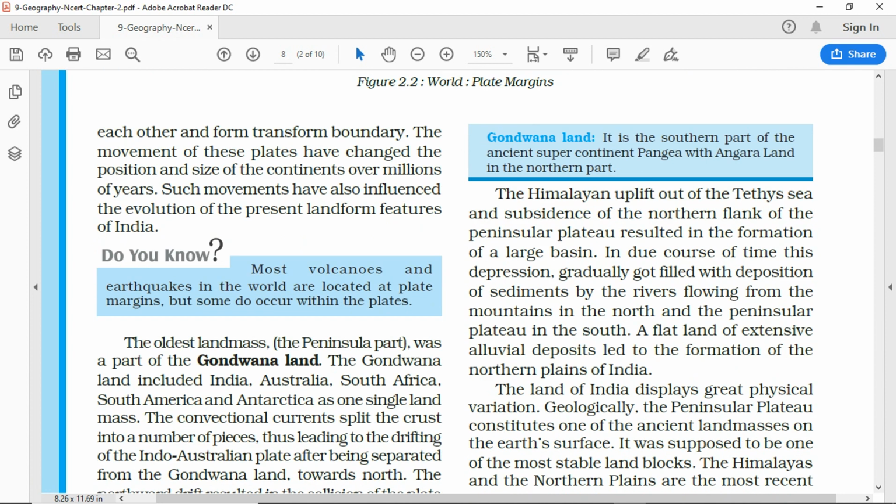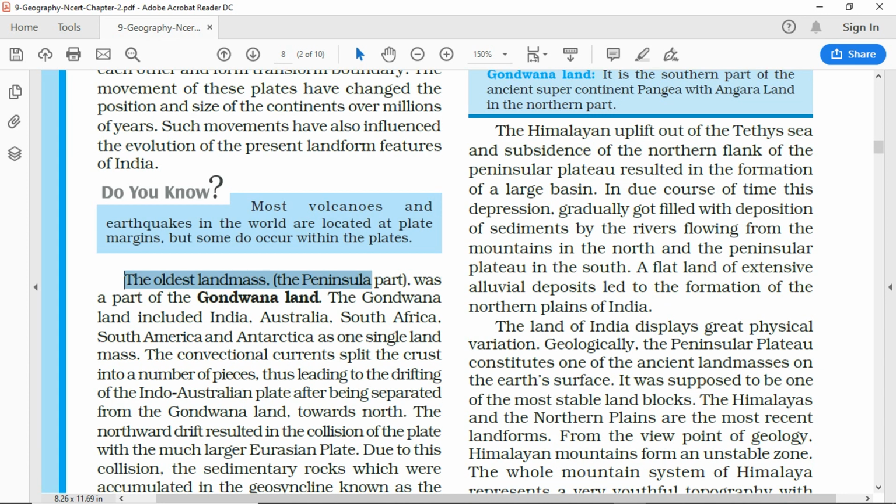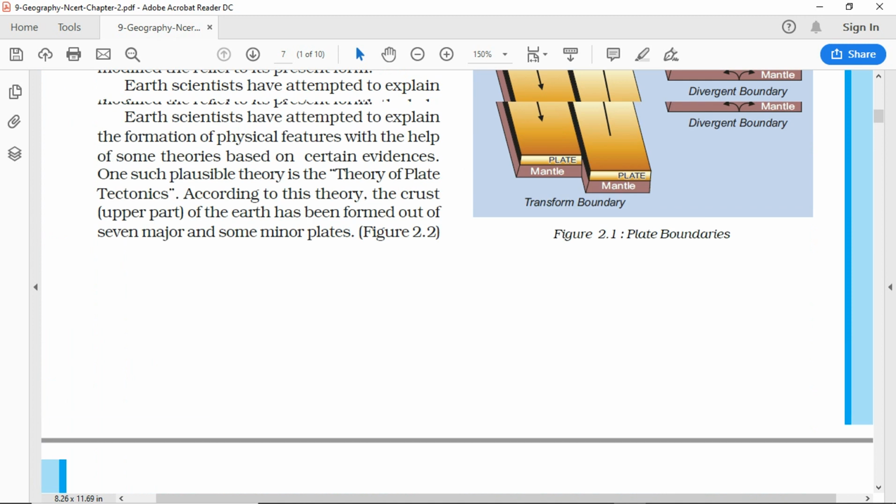Gondwana land is the southern part of the ancient supercontinent Pangaea, with Angara land in the northern part. The Himalayan uplift out of the Tethys Sea and subsidence of the northern flank of the peninsular plateau resulted in the formation of a large basin. In due course of time, this depression gradually got filled with deposition of sediments by the rivers flowing from the mountains in the north and the peninsular plateau in the south. A flat land of extensive alluvial deposits led to the formation of the northern plains of India.